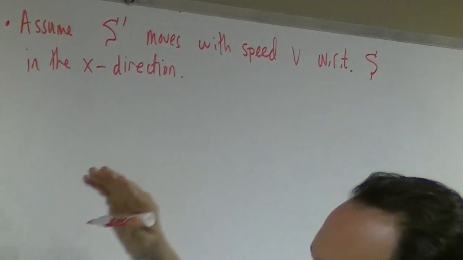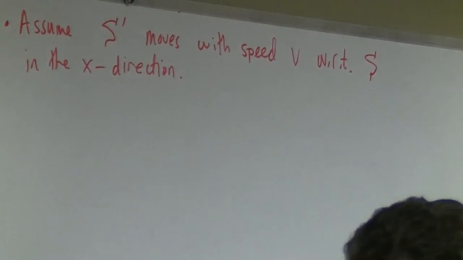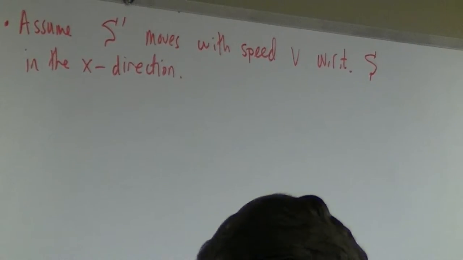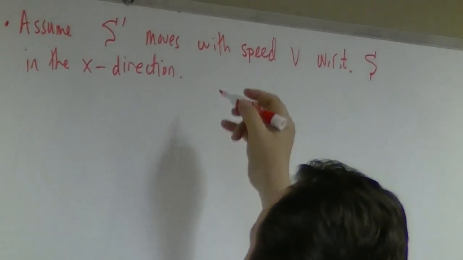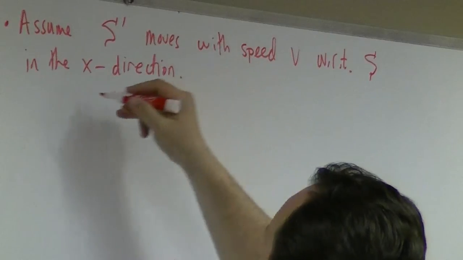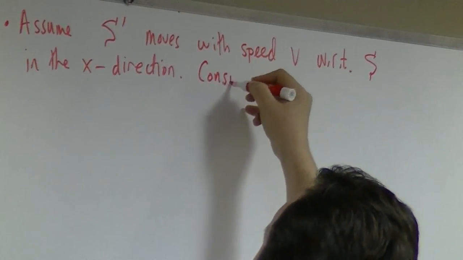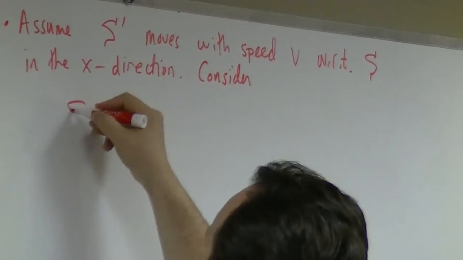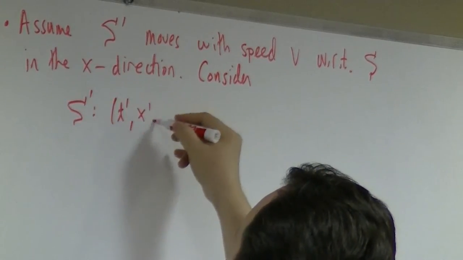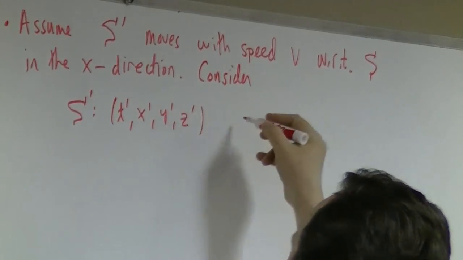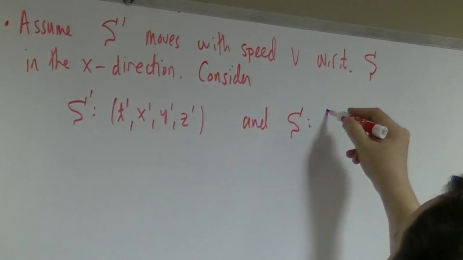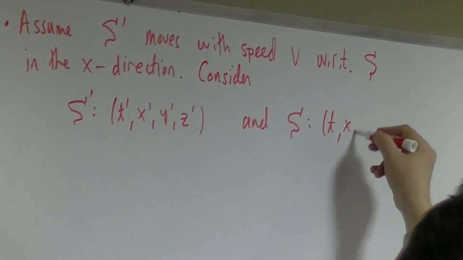So it's just like the picture I was drawing here. It turns out that the transformations between the moving frame of reference and the initial frame of reference, so if I say, and we can talk about space-time events, right? So we have two events, consider. So in S prime, we have event T prime, X prime, Y prime, Z prime. And then in S, we have event T, X, Y, Z.